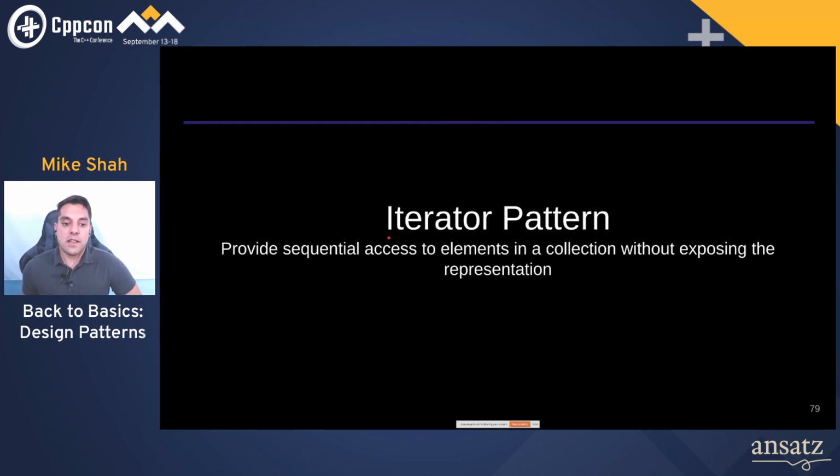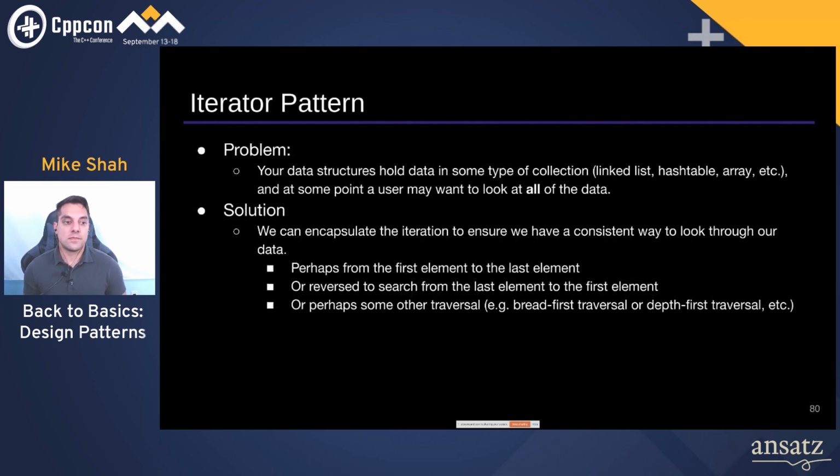So this next pattern is called the Iterator Pattern, and it provides sequential access to elements in a collection without exposing the actual representation. In a word, what that's saying is it's not going to expose how we iterate through an entire container data structure. Okay, so the Iterator Pattern.